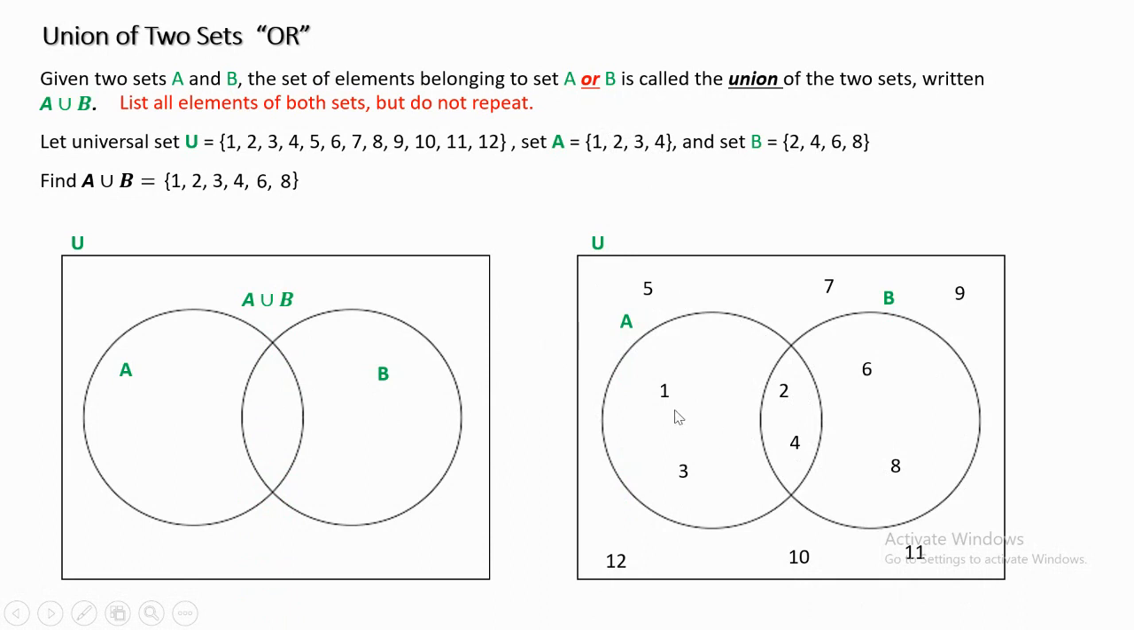That's my representation, right? So it's all these right here, all these numbers. As I said, wasn't it 1, 2, 3, 4, 6, 8? You see, that's how you do that.